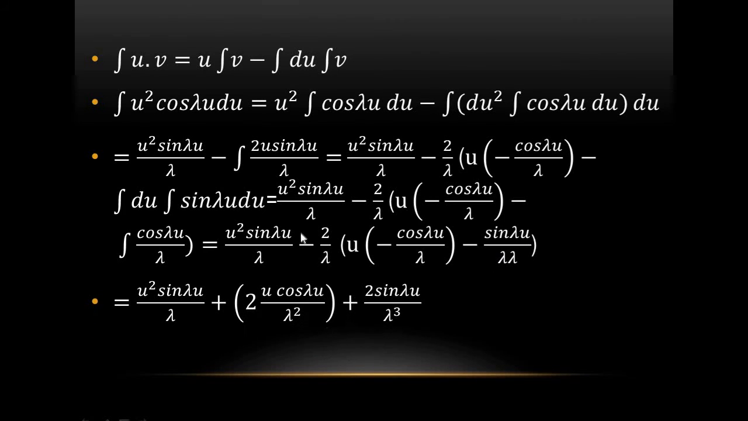So again we multiplied by lambda here, we get u square sin lambda u upon lambda plus 2u cos lambda u upon lambda square plus 2 sin lambda u upon lambda cube. That is the final answer after multiplying by 2 upon lambda to the whole bracket term. So the whole bracket term is that whole term. Here lambda into lambda is lambda square, and lambda square into lambda is lambda cube.